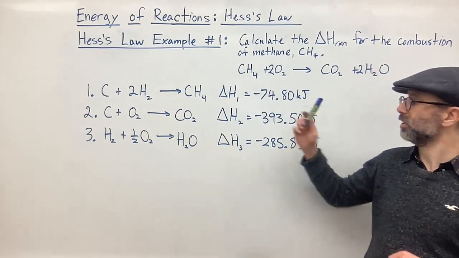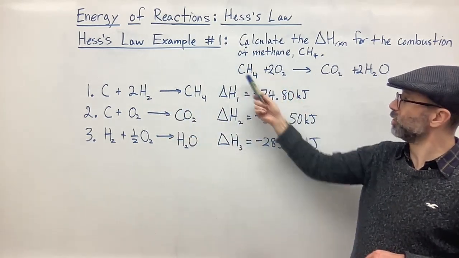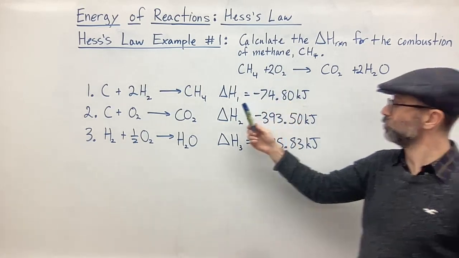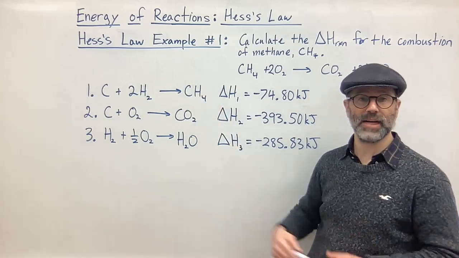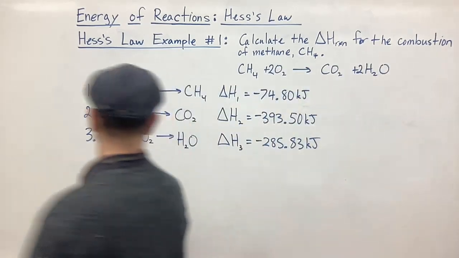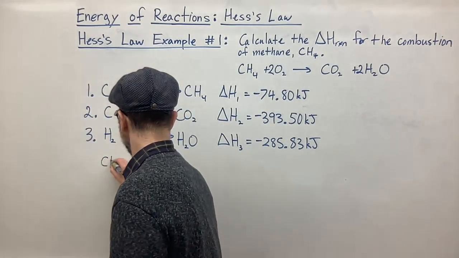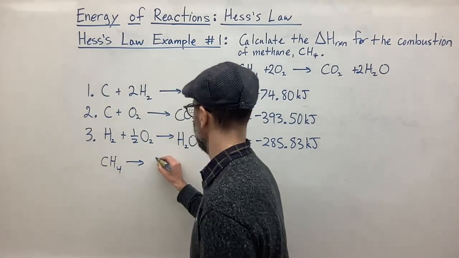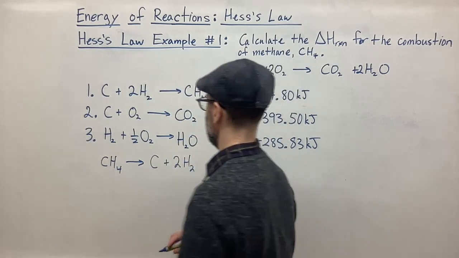So let's take a look at number 1. We'll notice here that we want methane. We want one methane molecule on the reactant side of our target equation. But you'll notice here that we have CH4 as a product. We don't want CH4 as a product. We want it as a reactant. So we're going to have to reverse this equation. So let's reverse this one. So we'll do CH4. So CH4 will be a reactant, and then carbon plus 2H2 will be a product.